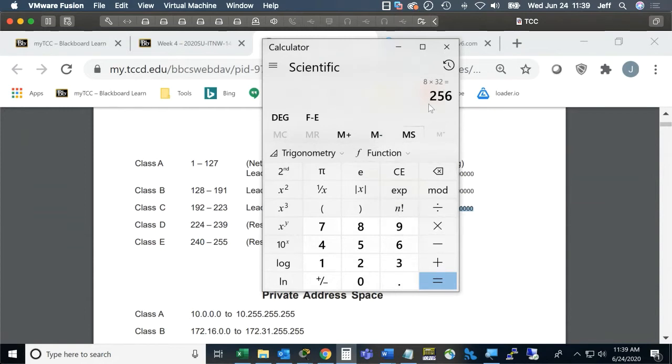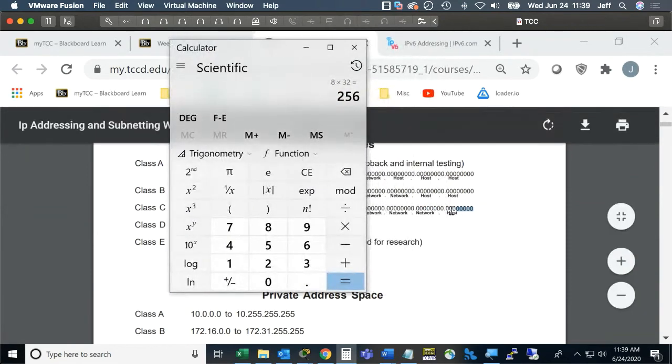But anyway, we borrow 3 bits to create 8 networks. That leaves us 5 bits, and so we can have 32 IP addresses on the 8 networks. That gives us 256 total IPs, which is what we had to start with. So we didn't lose any IPs yet.